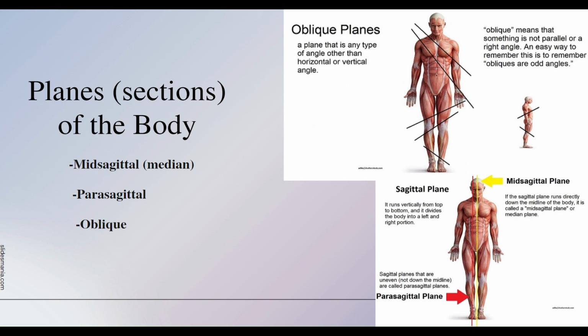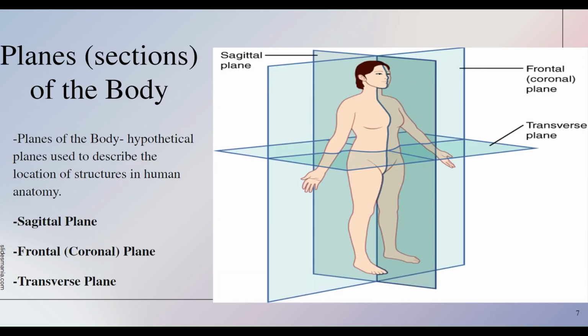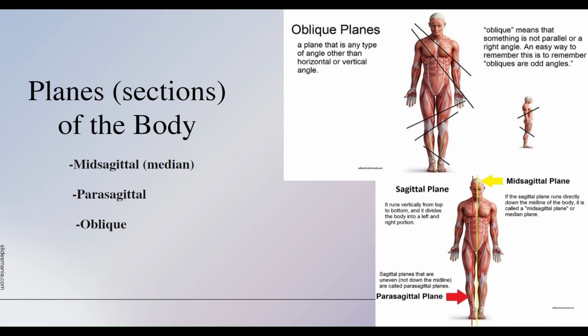And so here we have a few different ones. These are very clear cut planes. Some of these right here are a little bit off centered, right? Like the oblique plane, it's just any type that's not completely horizontal or vertical. Like it says right here, it just means it's not parallel or it's not at a right angle. So all of these lines through the body that you see right here are oblique planes. They're not completely horizontal, they're not completely vertical. They're just doing their own thing, right? And so those are oblique planes.